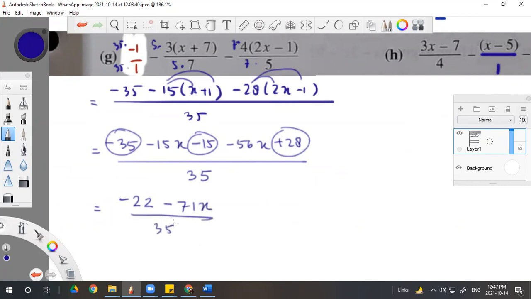Okay, you cannot do anything else. Why? Because this is 71. It's already simple.